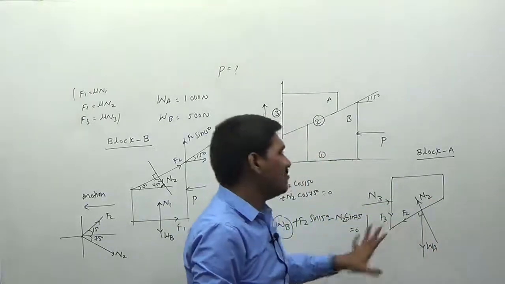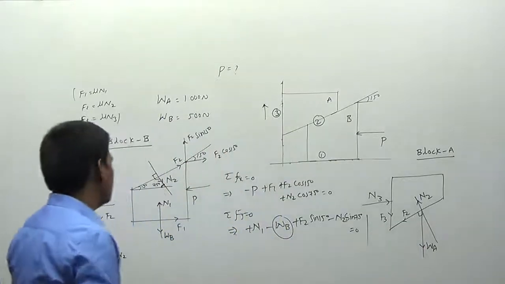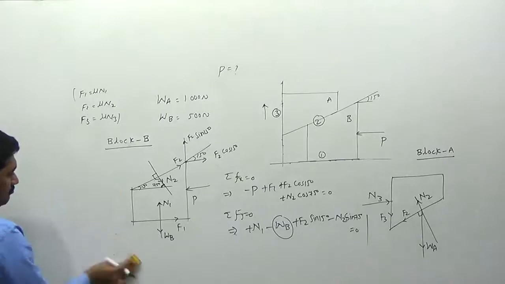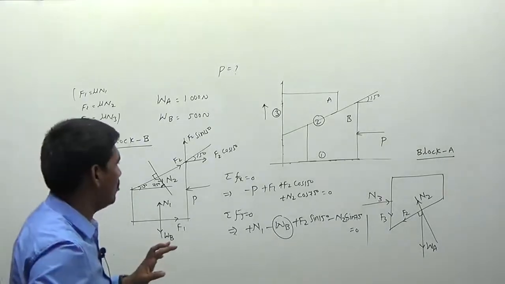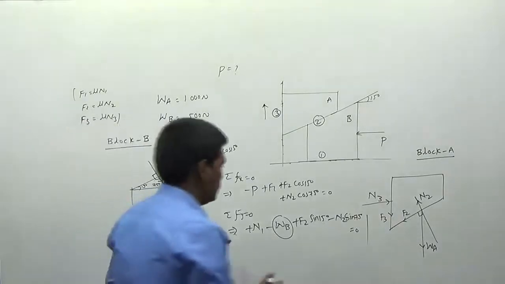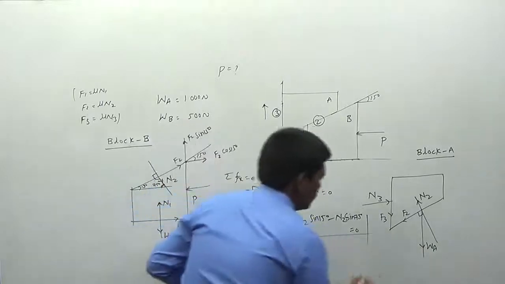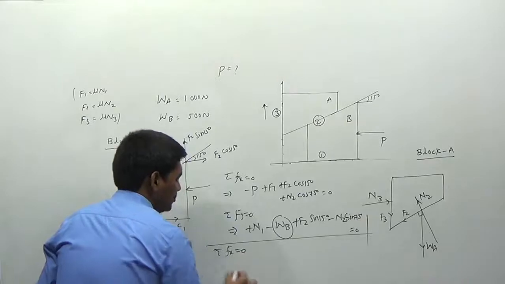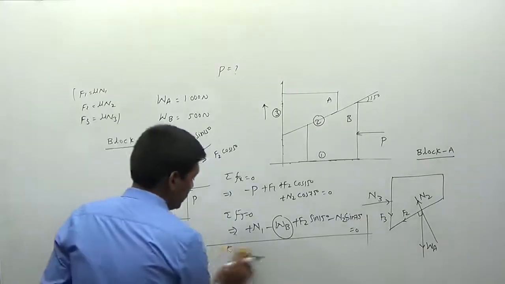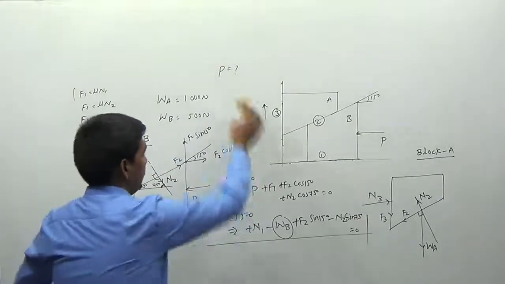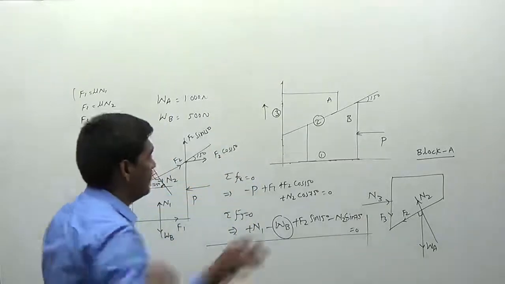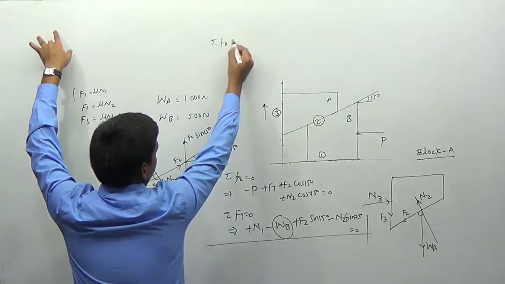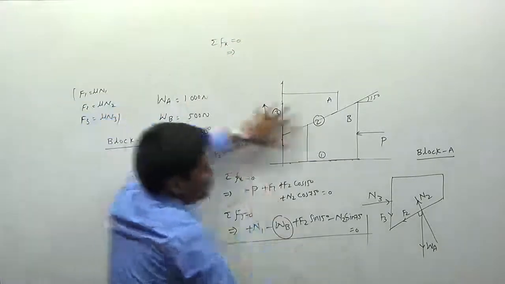Now I am going to write the equations of equilibrium for this block here. So I am removing this one here. I would like to write the equations for this block. So this is the equation. So I am writing the first equation of equilibrium, sigma Fx equal to 0. It is not possible to write here, so I will write in the upward direction. So sigma Fx equal to 0. I am writing the equations of equilibrium for this block.